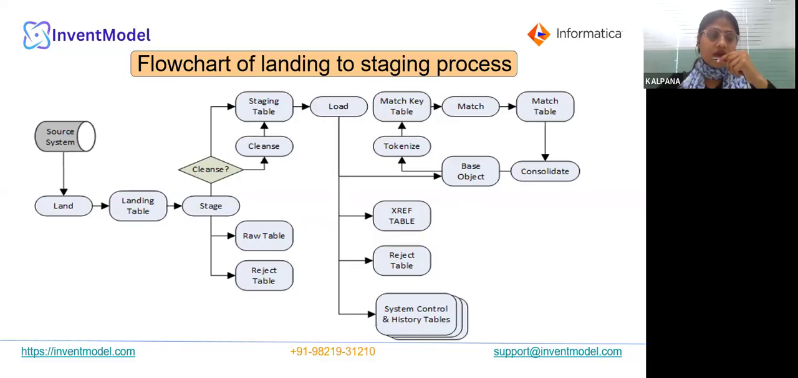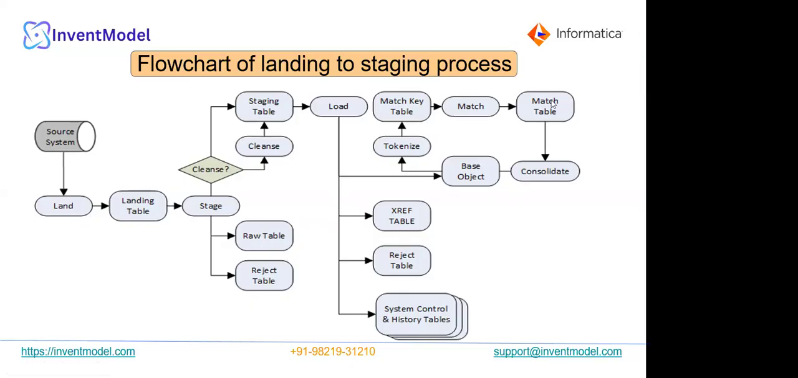We have a raw table and reject table in the database, an xref table, and there are some more options like the match key table and match. These are other processes which we can read about further in the upcoming sessions. We can move ahead. So this is the simple flowchart.